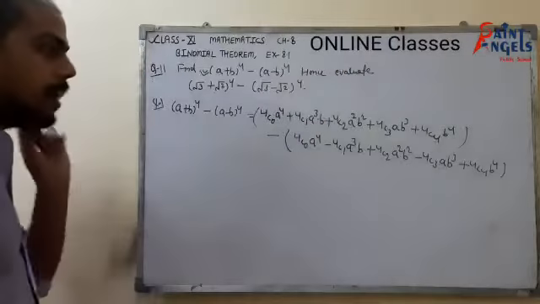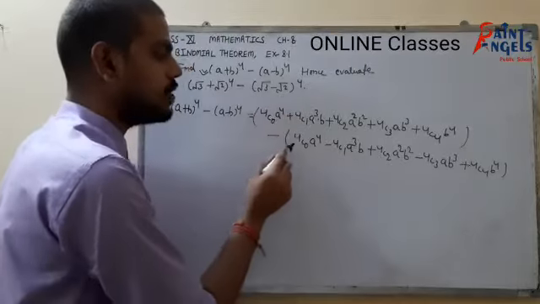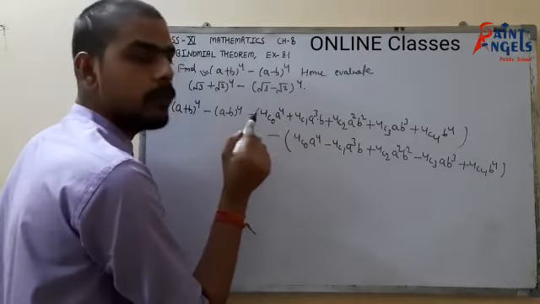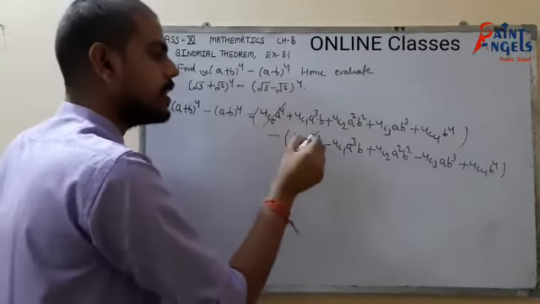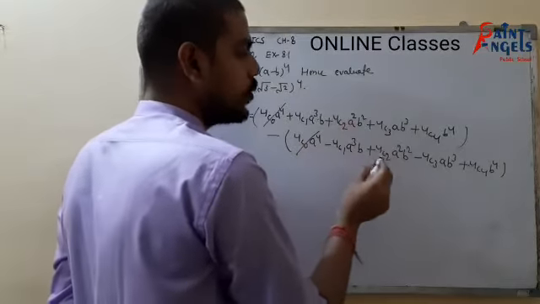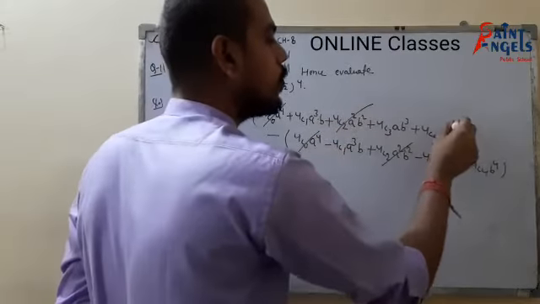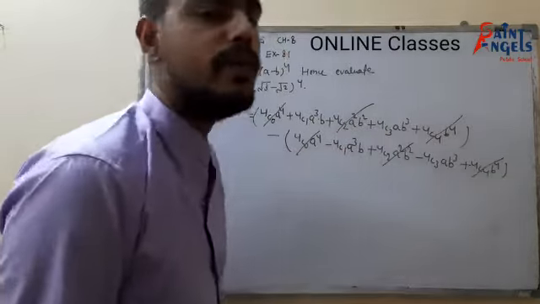Okay, now we will eliminate those terms which are similar. So here 4c0 a to the power 4 is positive, here 4c0 a to the power 4 is negative, so it will be cancelled out. Now 4c2 a square b square and 4c2 a square b square will be cancelled out, and 4c4 b to the power 4 and this are similar, they will be cancelled out.